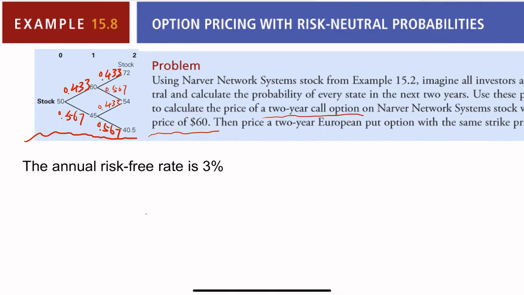Remember that this is a risk neutral world. So what you need to do is discount the option's payoffs using the risk-free rate. But how do you find the option's expected payoff? Well, we have found these risk neutral probabilities, right? So let's look at this call. We know this call has a strike price of 60. And let's look at these different stock prices.